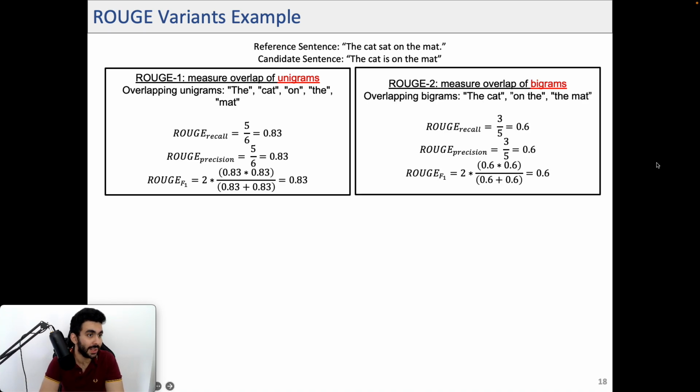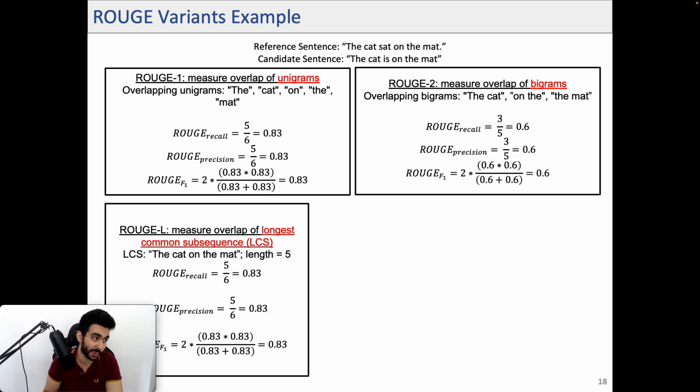Going to the bigrams, this is calculated by the overlap of the bigrams with respect to the reference and the candidate sentences, that being "the cat on the mat." Those are the overlaps. And then if we calculate the bigrams in the reference sentence for the recall, for instance, it is going to be "the cat sat on the mat," and there is 5. So this is where the 3 over 5 comes from. Precision is calculated the same way, and then we have the F1.